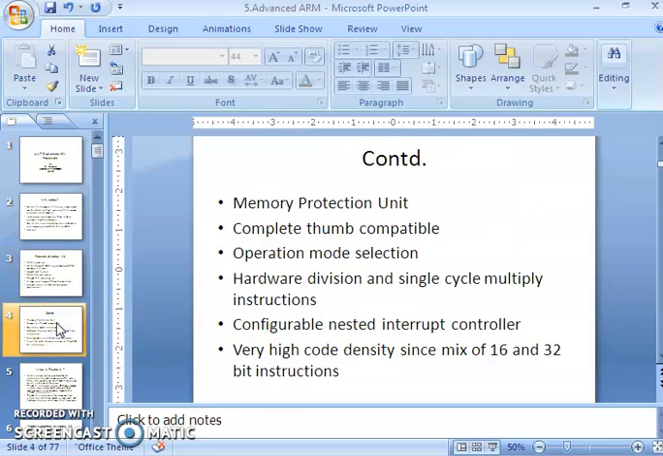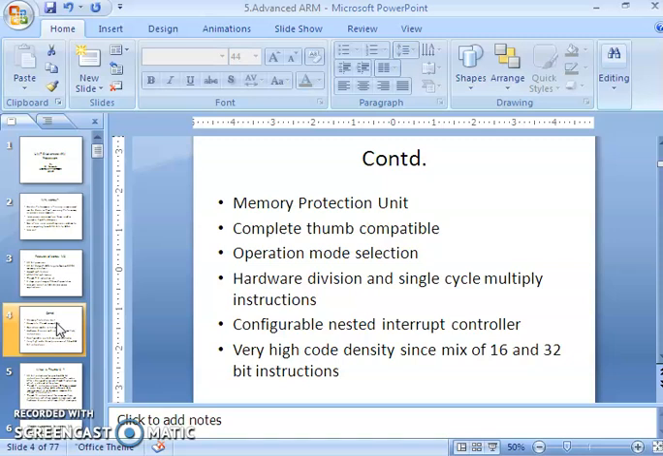It has a memory protection unit for supporting the cache. It has a unified cache memory, which means in the same memory we need to fetch over the buses for program as well as data. It has complete Thumb compatibility, different operation mode selections, and a configurable nested interrupt controller with which it can support interrupts.